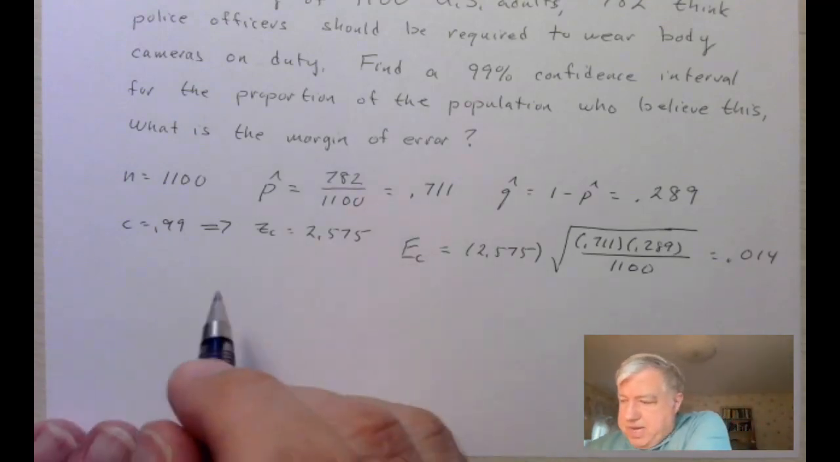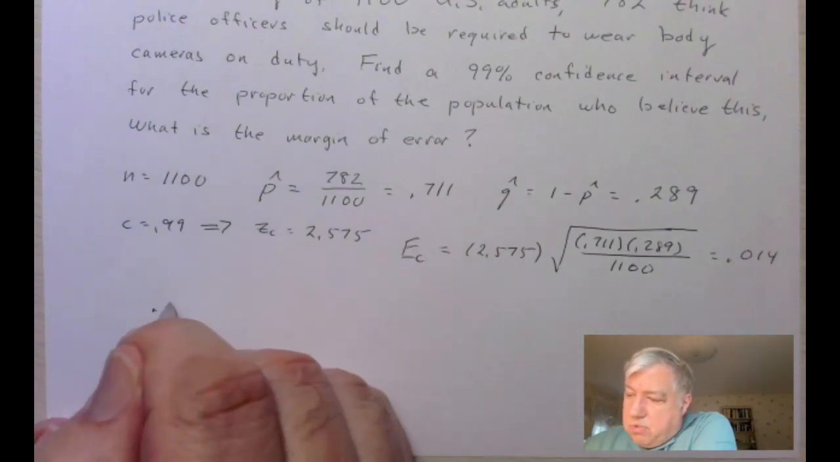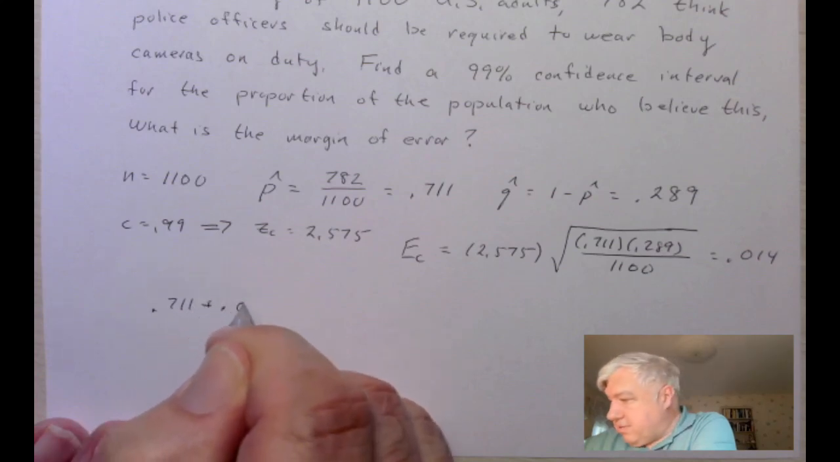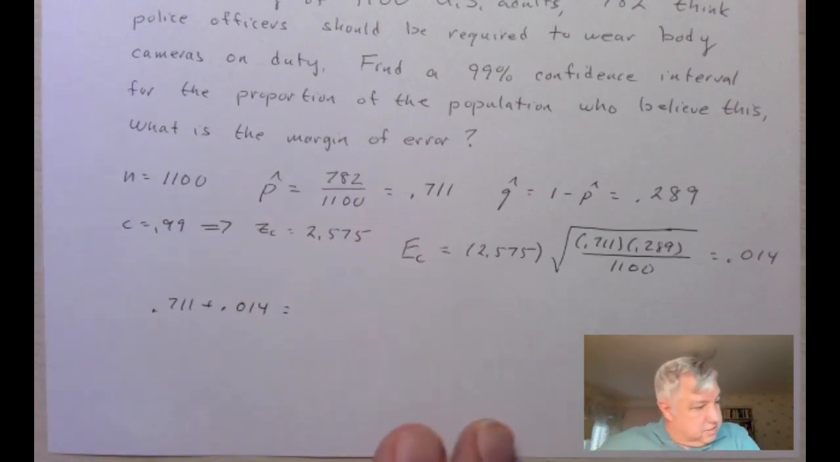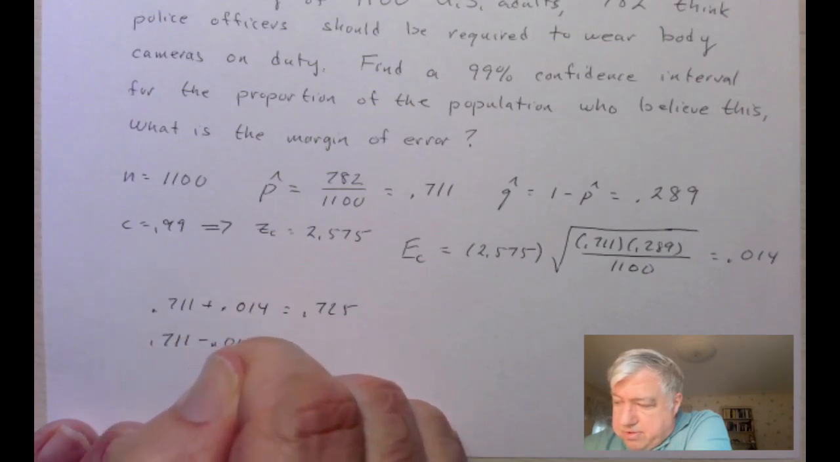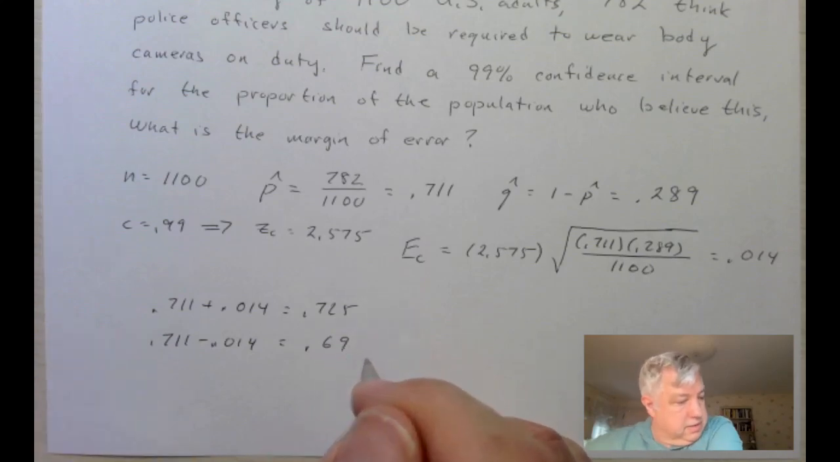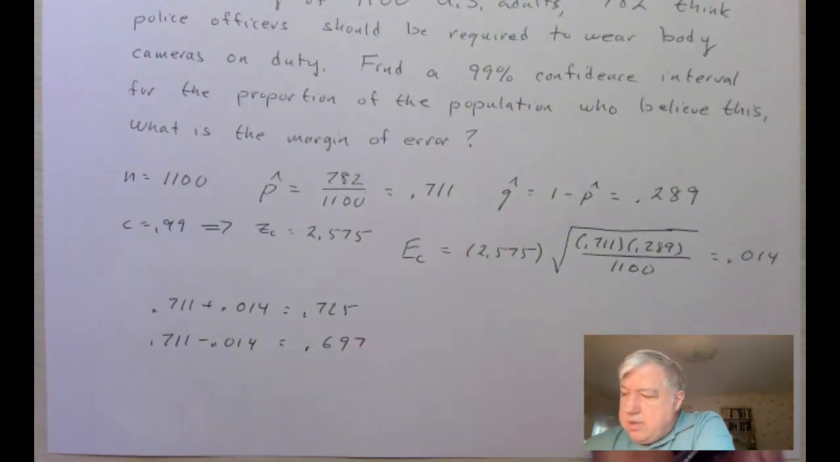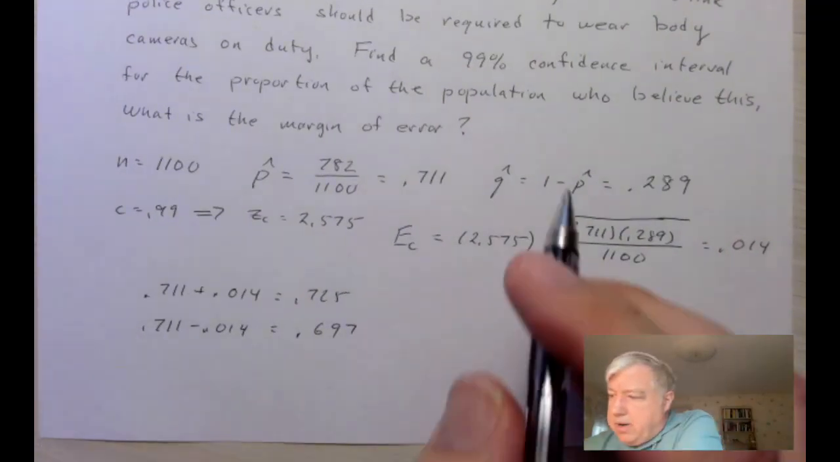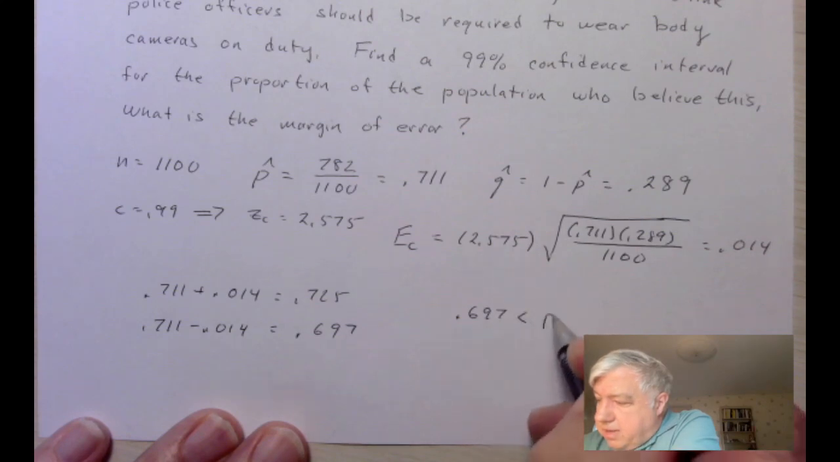So P hat. We find the endpoints. 0.711 plus 0.014 is 0.725, and 0.711 minus 0.014 is 0.697. Okay, and so our interval says that P is between 0.697 and 0.725.